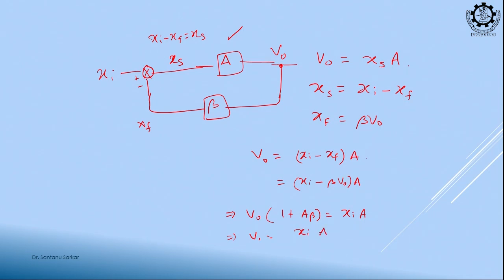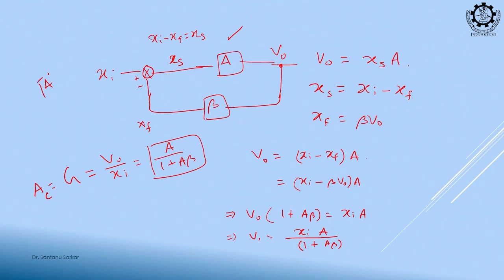Xi by A by 1 plus A beta. So, what is your gain? V0 by xi is your gain, or you can call this A, the closed loop gain. A was your open loop gain, this is the closed loop gain, equal to A by 1 plus A beta. So, now think a little bit: previously my gain was only A, now I am dividing it by 1 plus A beta.